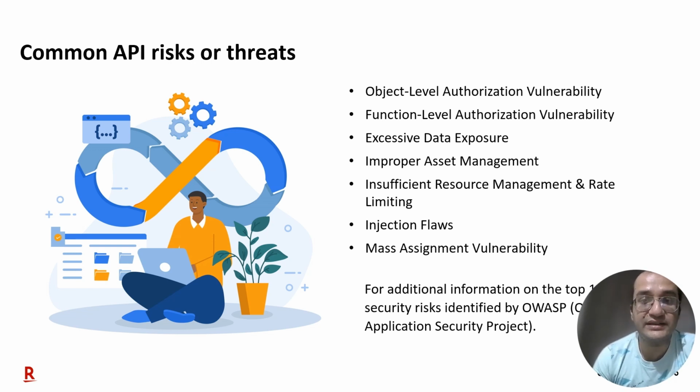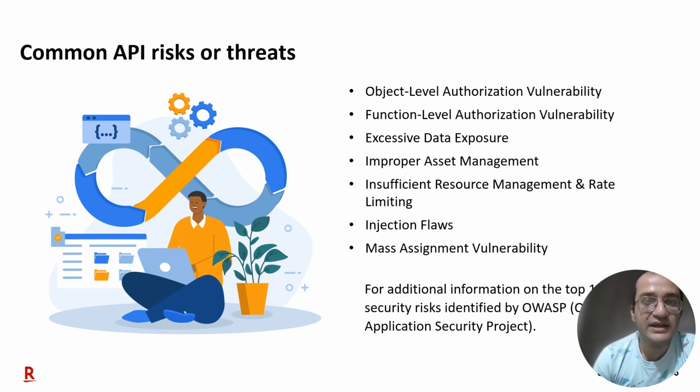Third, excessive data exposure. API responses often return more data than necessary or relevant to the request. While this extra data may not be displayed to the user, this surplus information can be a goldmine for hackers looking to exploit sensitive information. By minimizing the amount of data returned in an API response and implementing proper data filtering, organizations can reduce the risk of excessive data exposure.